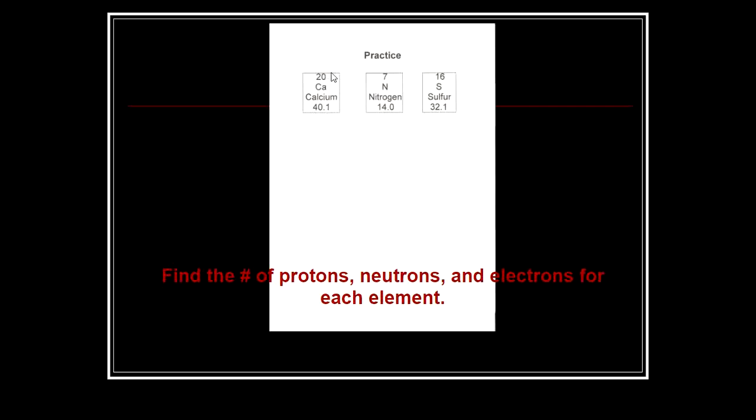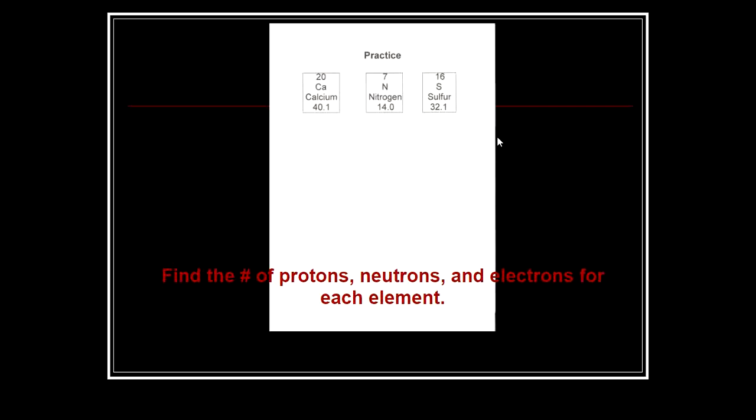So the number of protons would be 20. To find the number of neutrons, I ask the man: mass number minus atomic number gives me the number of neutrons, so that would be 20. But we haven't talked about how you find the number of electrons. In a normal atom that has no charge, the number of electrons equals the number of protons. So if we have 20 protons, then we have 20 electrons.